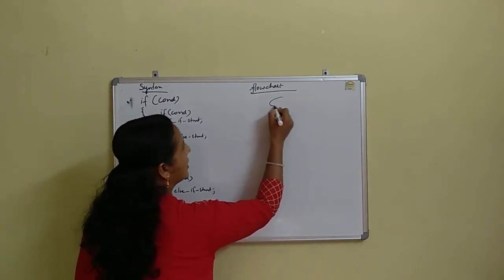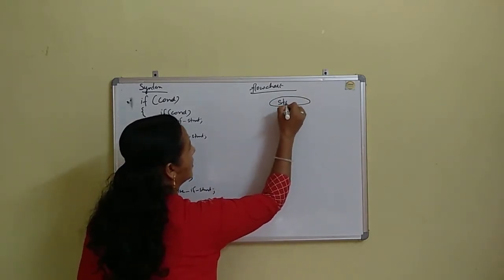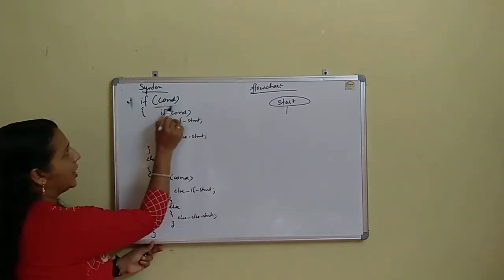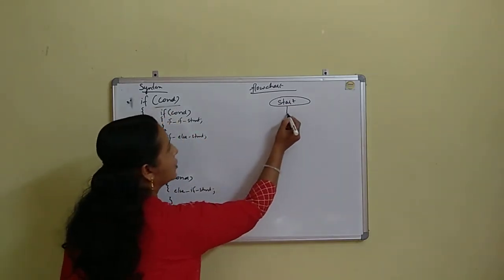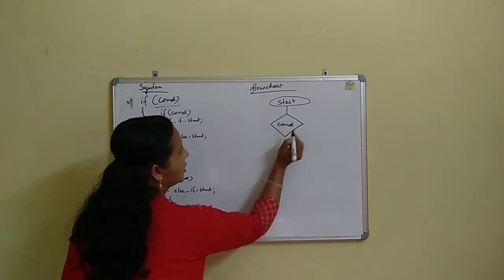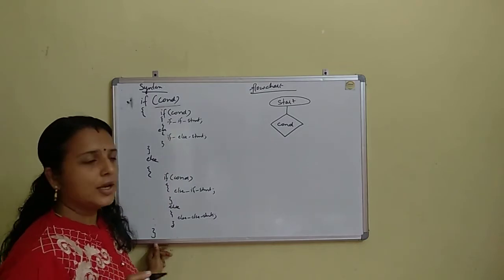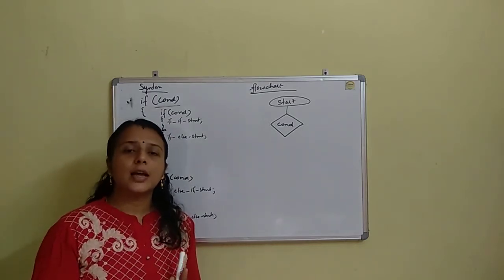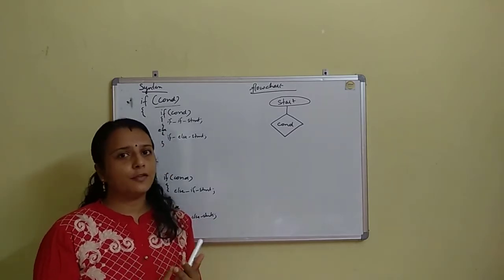As you know, the start is like this. You have to start the process, and the first thing is this condition. You have to check this condition, so you have to draw the condition checking box. This is the main condition, the outer if block condition. As you know, for every condition there will be only two cases: one is the true case and one is the false case.